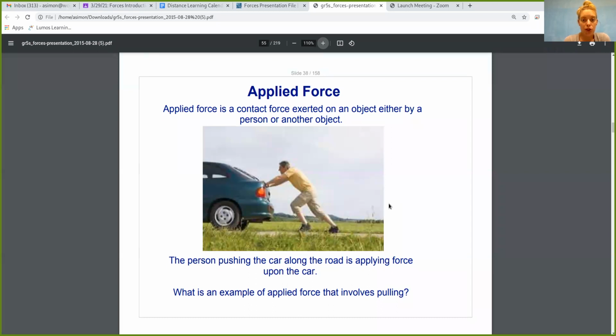All right, so the first type of contact force we're going to talk about today is applied force. Go ahead in your notes, please. Applied force. So applied force is a contact force exerted on an object either by a person or another object. So it's a contact force exerted on an object either by a person or another object.